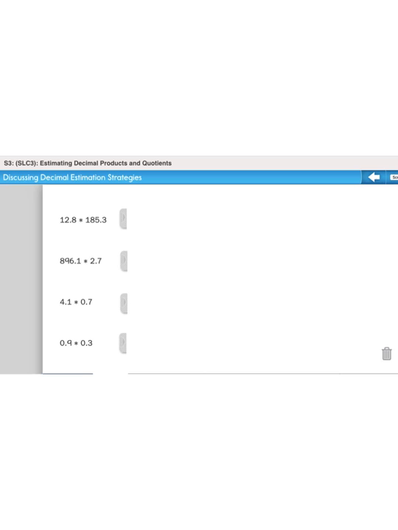So the first one is 12.8 times 185.3. If we use the same technique, we could round the 12.8 to 10, and then round the 185.3 to 200, which would give us an estimate of 2,000.